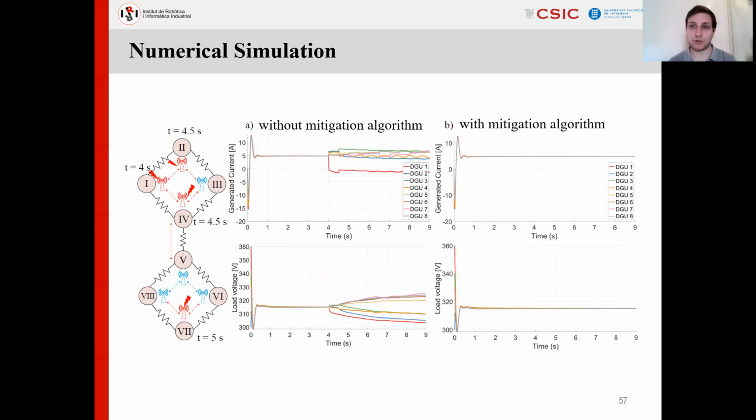But after the time 4 seconds, there is a sequence of attacks that we can see drastically modifies the performance of the system, and it even destabilizes the load voltage. So in a second simulation, what we did is deploy the proposed observer at each agent of the system and deploy the mitigation strategy. And we can see that our algorithm is able to immediately detect and mitigate the attack on the system.